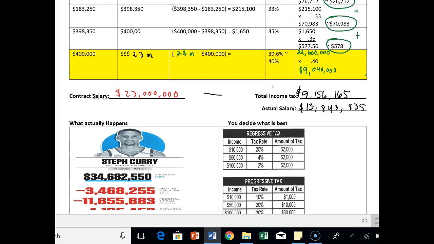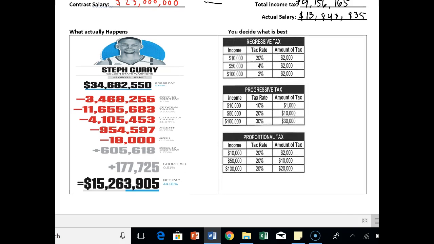Now let's take a look at Steph Curry. Taxes are a little bit more complicated than I've made them. Steph Curry's gross pay, this is endorsements, this is his contract, this is everything, last year was $34,682,550, right? They have this thing called escrow accounts. An escrow account is usually what you pay into for your mortgage on your house. When you buy a house, you usually take out a mortgage, and you have to pay property taxes on those. So all of his properties and everything like that, he's paying taxes on those.